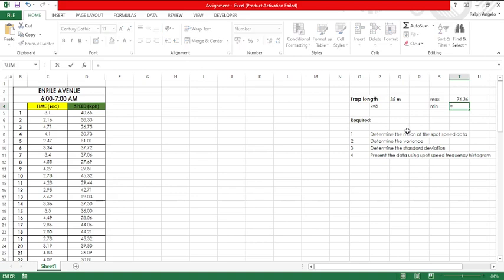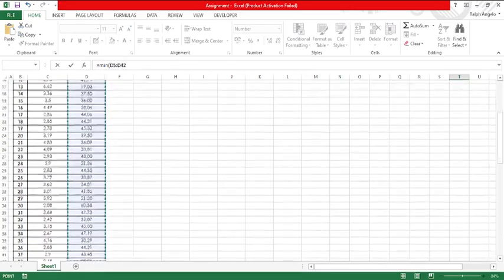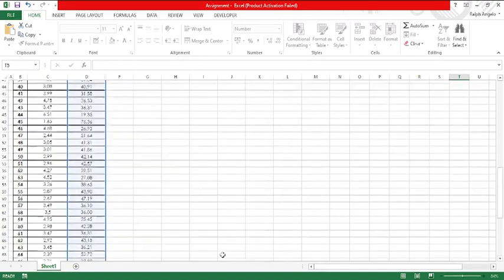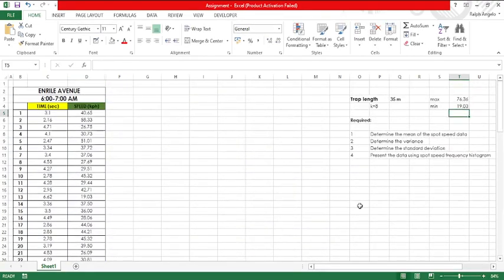To determine your minimum speed, all you have to do is to input min and then again highlight the values under your speed column and then press enter. Then you'll get the minimum speed. So on our data, we have the maximum speed to be 76.36 and the minimum speed to be 19.03.